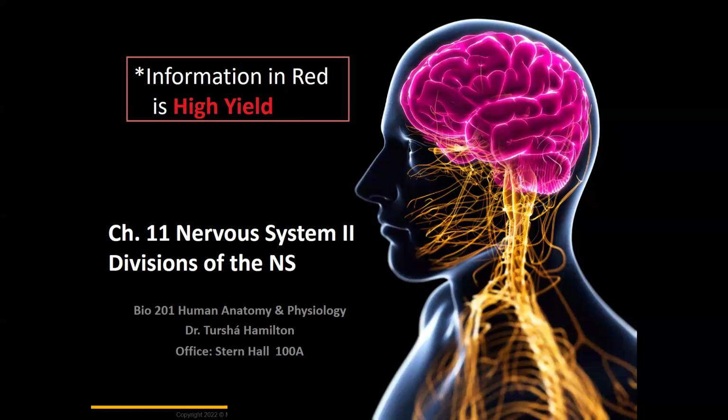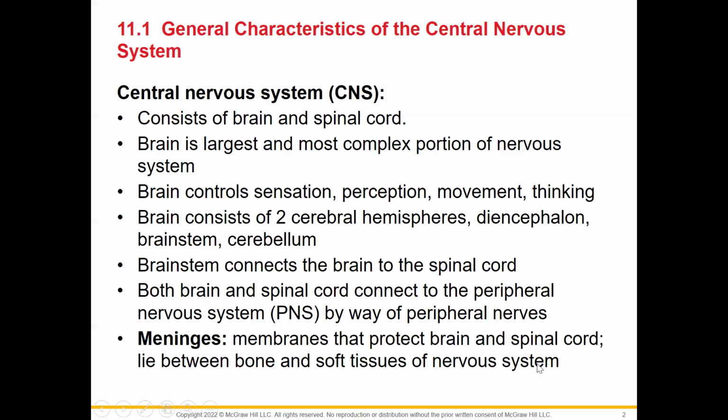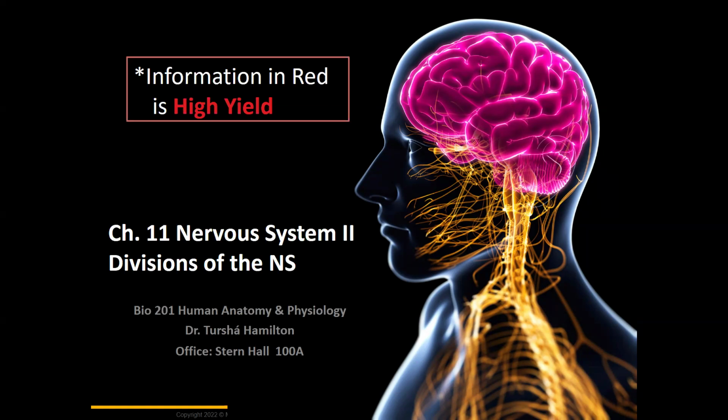Welcome to the recording for Chapter 11. We are on the nervous system, the different divisions of the nervous system. In this series of videos, we're only going over the information in the red, the information denoted high yield. So these recordings will only be the high yield information for Chapter 11.